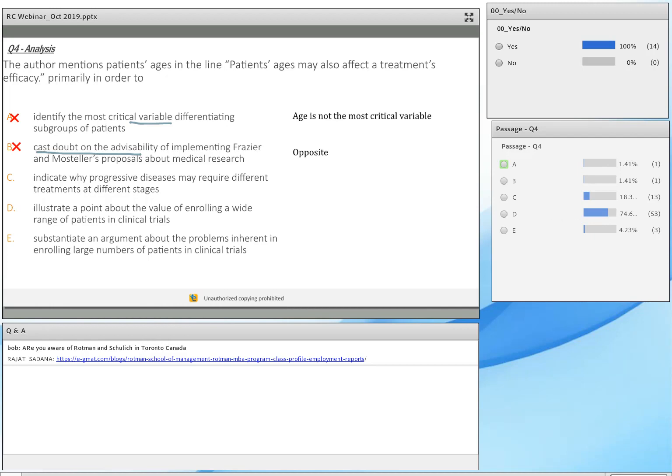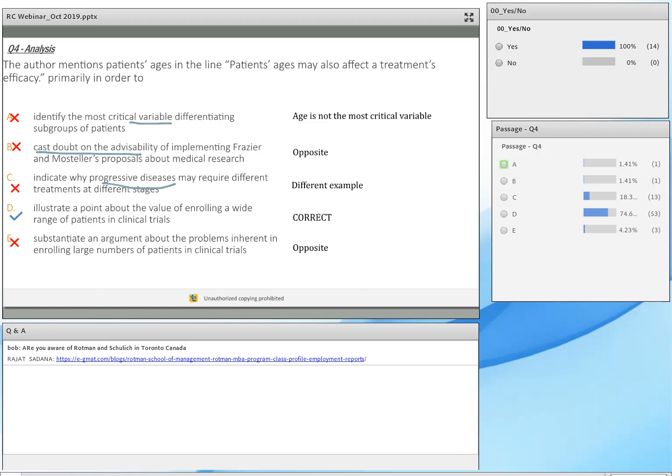Then indicate why progressive diseases may require treatments at, again, that's a different example. Progressive diseases is same person being in same ailment but different stages in different people. This was a different example, right? Choice D, illustrate a point about value of enrolling. Absolutely correct. And then choice E is wrong, absolutely opposite. So this question a lot of you got correct, so good.